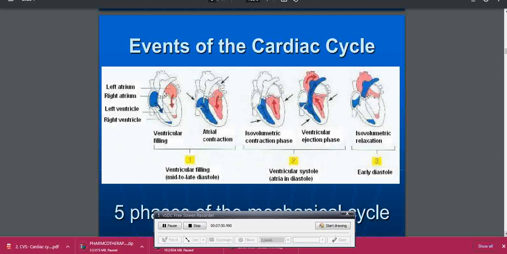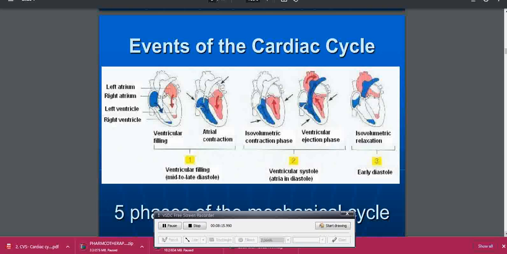So after that contraction is initiated, the ventricle will eject the blood. When the ventricular ejection phase is initiated, the ventricle will eject the blood: from the right ventricle to move to the lungs for oxygenation, and from the left ventricle to move to all parts of the body. Then we have isovolumetric relaxation.